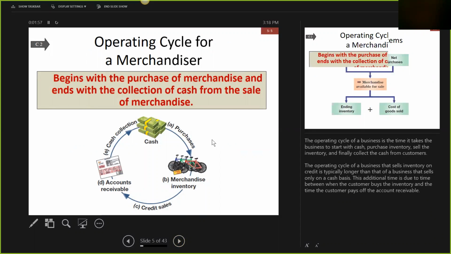Here's the cycle. We purchase inventory right here. Merchandise inventory, in this example, it's bicycles. We have credit sales, possibly. We have some cash sales, too. We have accounts receivable for those that have purchased things on credit, and that is the cycle.